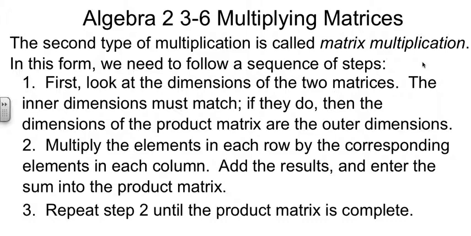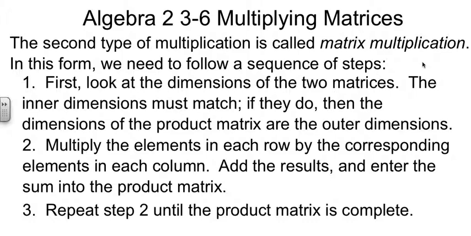Now, in this form of multiplication, we need to follow a sequence of steps. Step 1 is to see if we can even do the problem. We have to look at the dimensions of the matrices. The inside dimensions have to match up, and I'll show you on the next page what that means. If the inside dimensions match, then we can do the problem, and the outside dimensions tell us how big the answer will be. If the inside dimensions don't match, we cannot do the problem. We say it's no solution or impossible or does not exist or something to that effect.